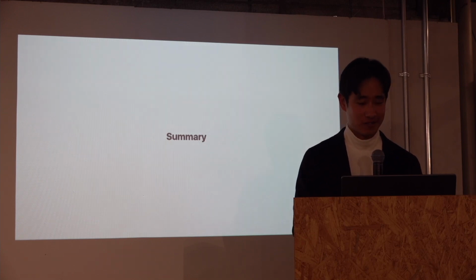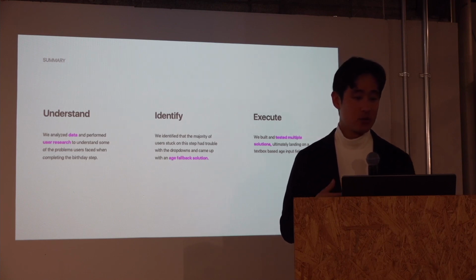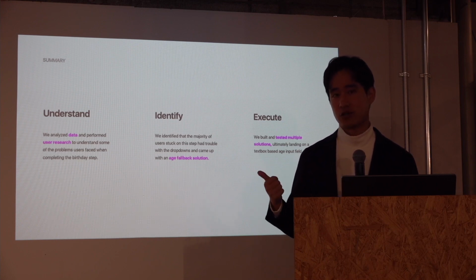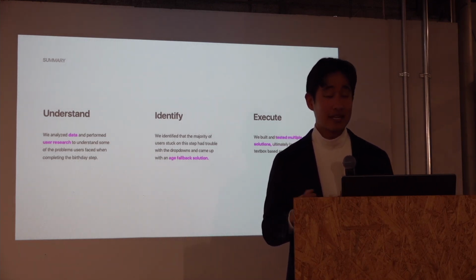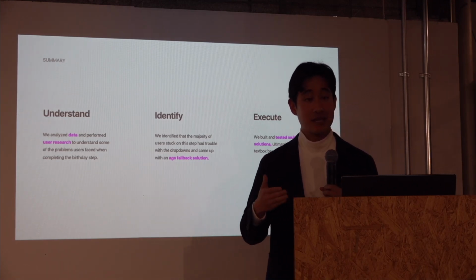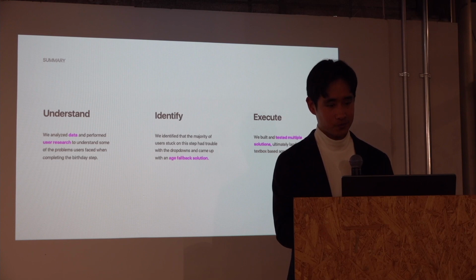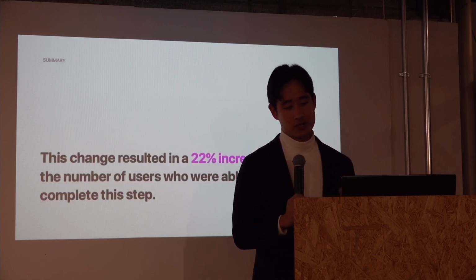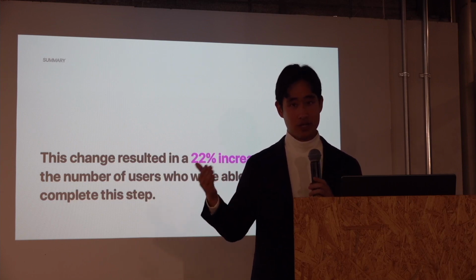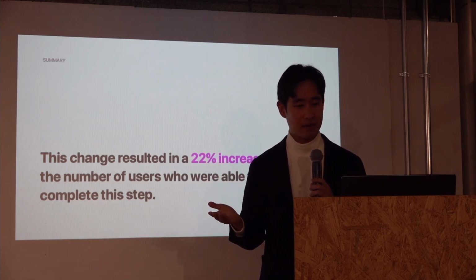So let's summarize what we just saw. Using the understand, identify, and execute framework, we analyzed data and user research to understand some of the problems that users faced when completing the birthday step. We took that information and we identified potential solutions and came up with something called the age fallback solution. Lastly, we executed by building and testing multiple solutions, ultimately landing on a text box-based age input field. This change resulted in a 22% increase in the number of users who were able to complete the step. And once again, this is a 22% increase on your top line, which then trickles down to every single other metric that you care about in your app.